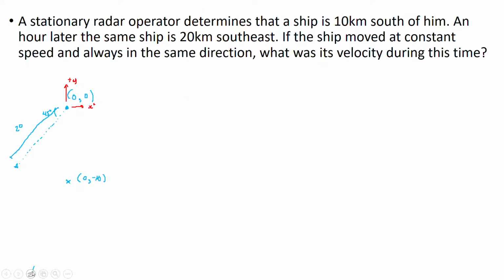Now, how do we solve it? First of all, let me change color. Nice, green will do. We will proceed as follows. We should write the original position as R1. If we write it in terms of rectangular coordinates, it would be 0i minus 10j kilometers. Okay, the second one, we know that its magnitude is 20 kilometers, and that its angle is 45 degrees. This one's over here.